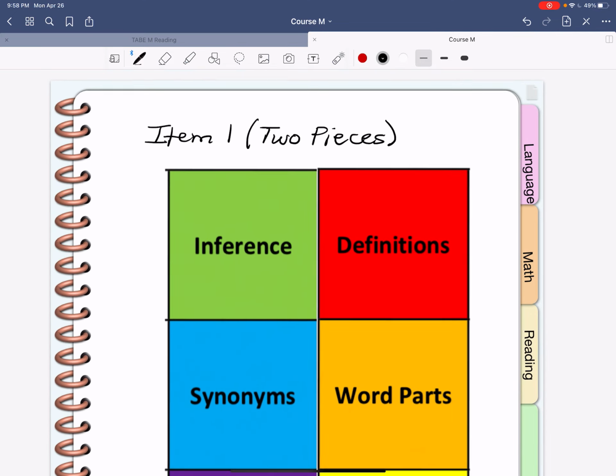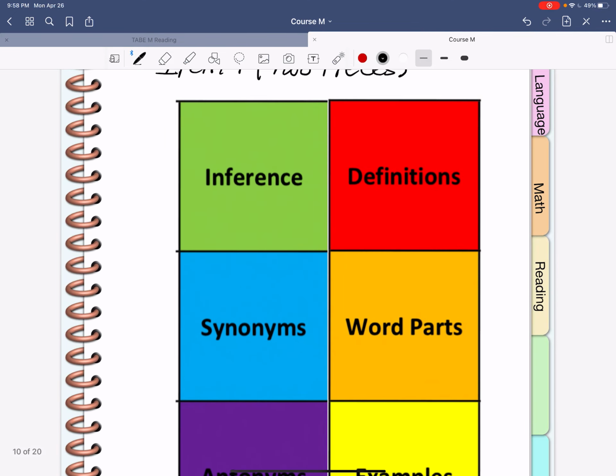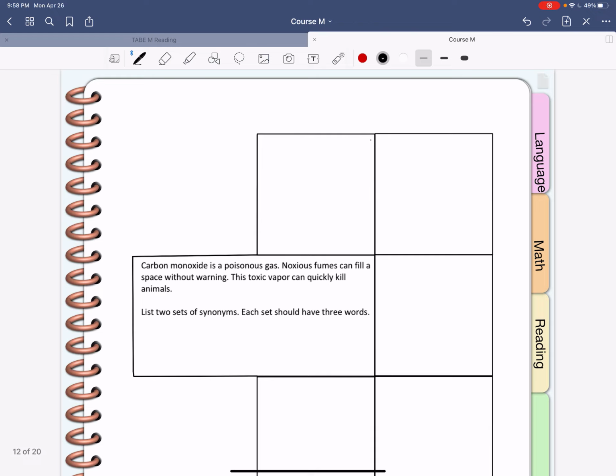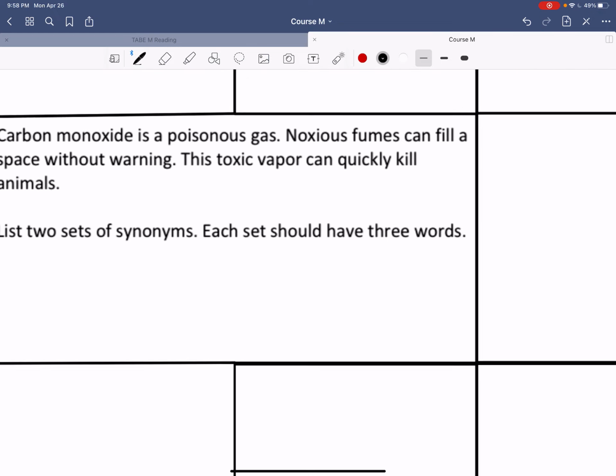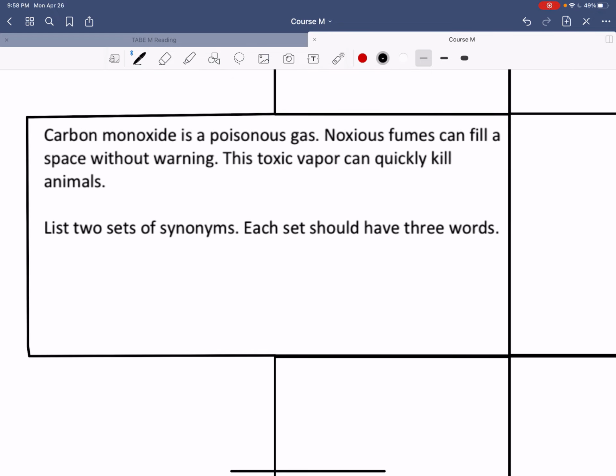Okay, the second strategy is under there, and that one is synonyms. This is the blue door. And this is a science passage. Carbon monoxide is a poisonous gas. Noxious fumes can fill a space without warning. This toxic vapor can quickly kill animals. And we're supposed to list 2 sets of synonyms. Each set should have 3 words.